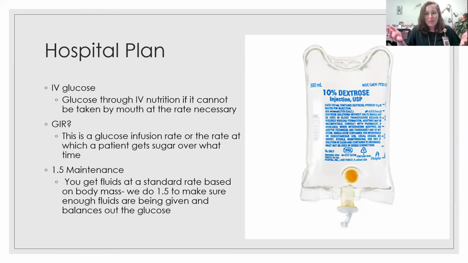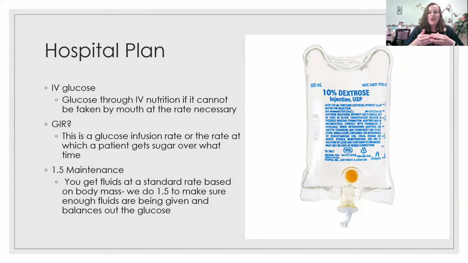Typically, there's a normal rate for kids. I want to say it's around 7 to 8, where they should be getting their glucose in that amount. And that's 7 to 8 milligrams per kilogram per minute. So that's how much sugar they want per kilogram of weight over the course of the day.